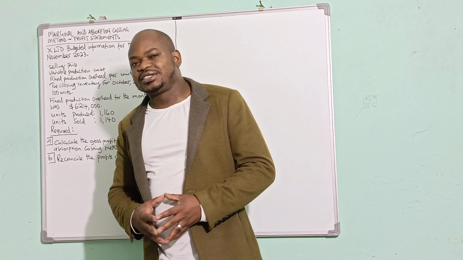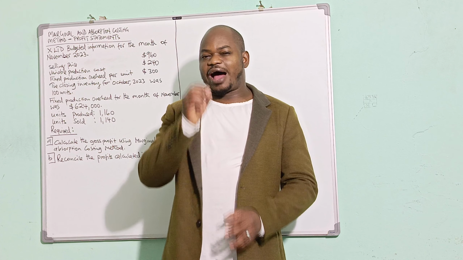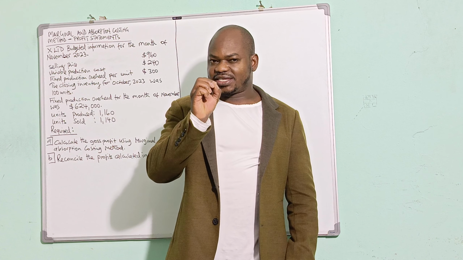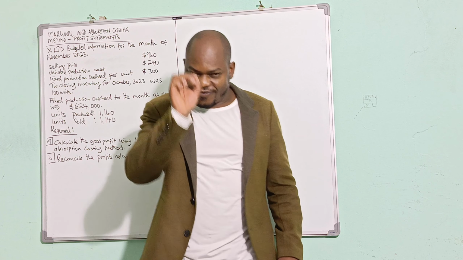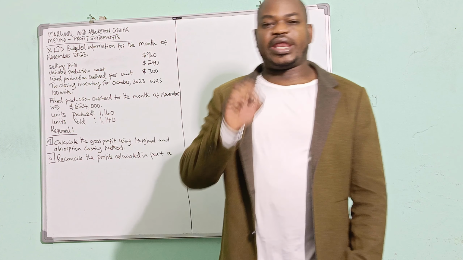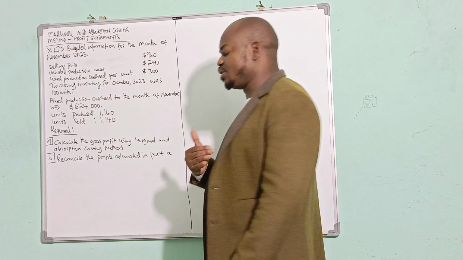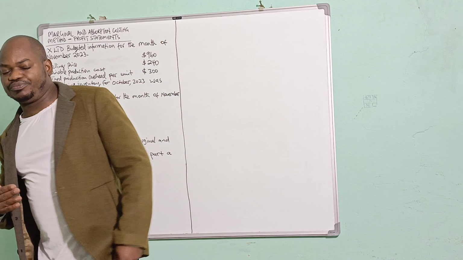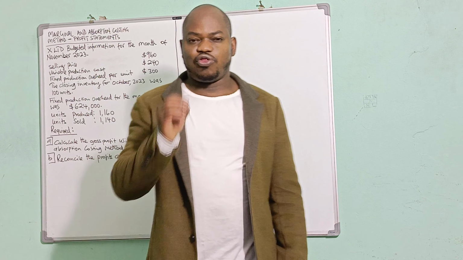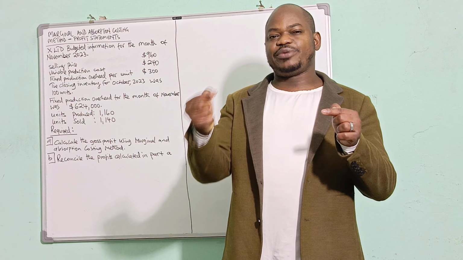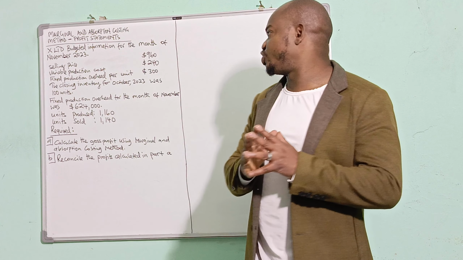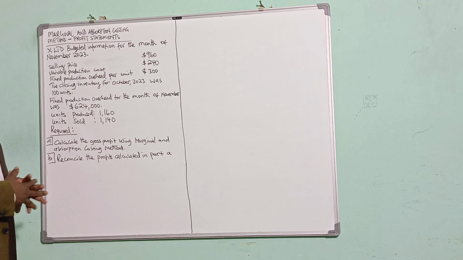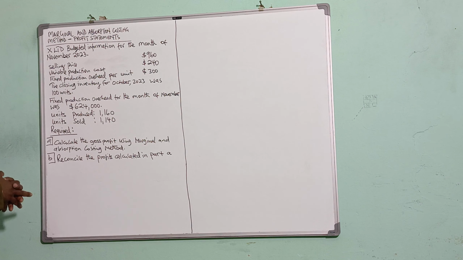On the other hand, in absorption costing, we absorb the fixed production cost, not any other fixed cost. We can have fixed selling and fixed administrative overhead costs. Those ones we do not absorb into a product, but we are only interested in the fixed production cost. So let's look at how this works out.